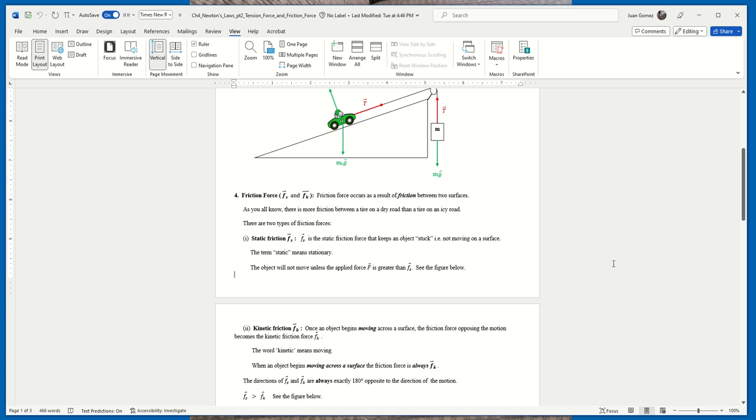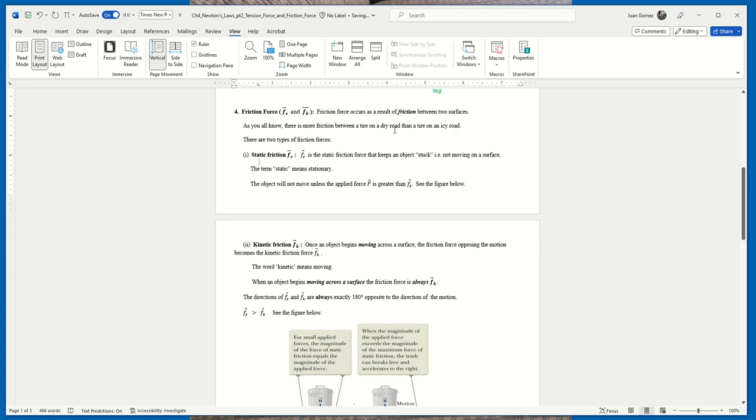So let's look at them in order. Static friction, Fs, for lack of a better way to explain it, is the friction force that keeps an object stuck, i.e. not moving, on a surface. Again, static means stationary. The idea is that an object will not move unless the applied force F is greater than the static friction force Fs. We're going to look at that more closely in the figure below.